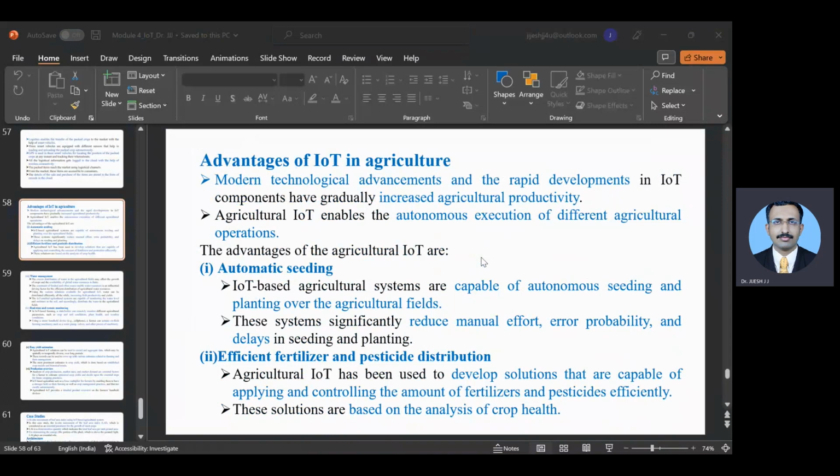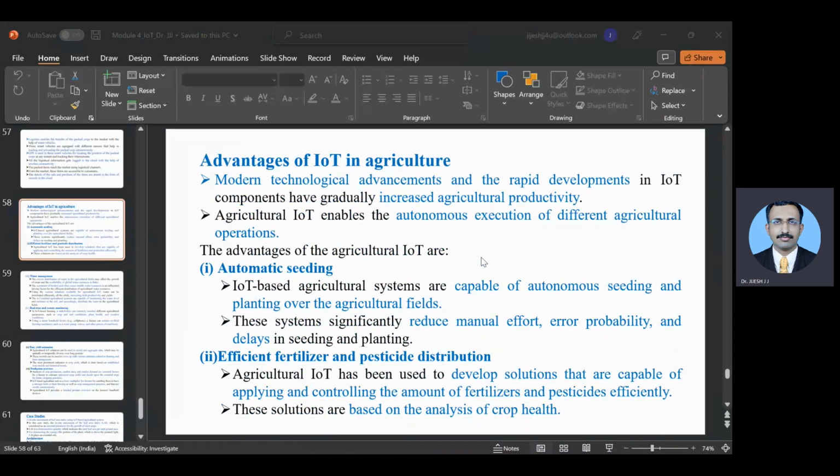Now, what are the advantages of using this IoT? See, if there is any advantage in the technology, then only the technology will survive. If there is no advantage, the technology will not survive further. So when you are talking about IoT, IoT has a lot of advantages in the field of agriculture, and some of the advantages we are going to discuss now.